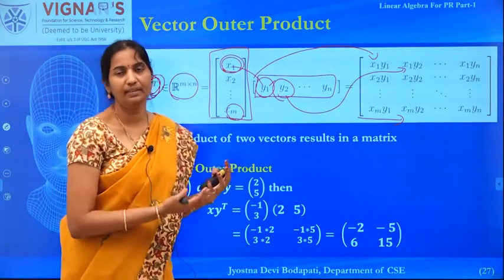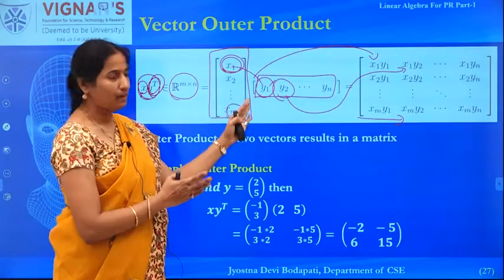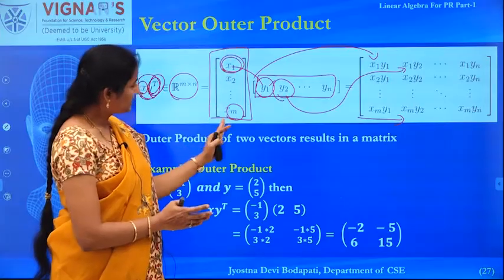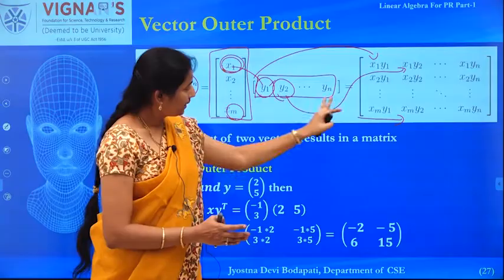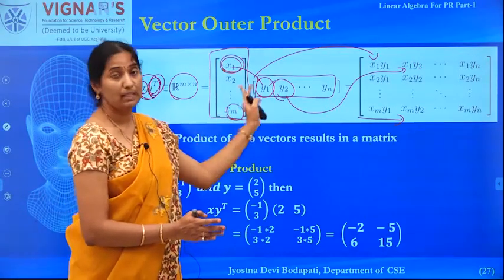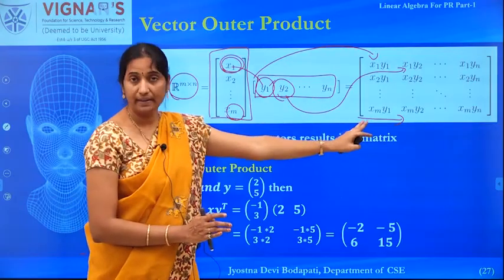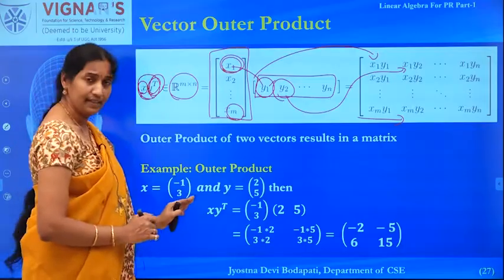You are all familiar with matrix multiplication. We are doing the matrix multiplication in the same way. Here you can consider x as a column matrix and here you can consider y transpose as a matrix with a single row. You are applying the matrix multiplication and the resultant is a matrix of size m by n. And let us consider an example.